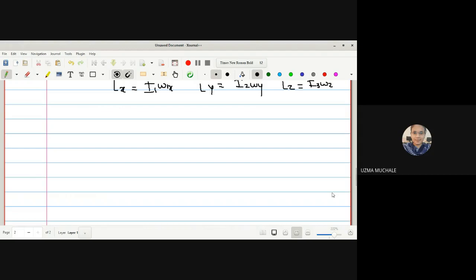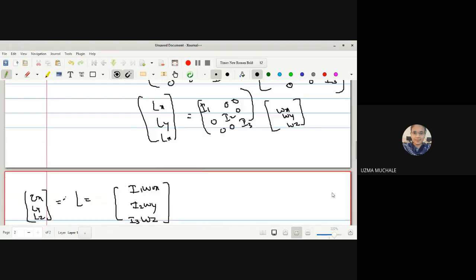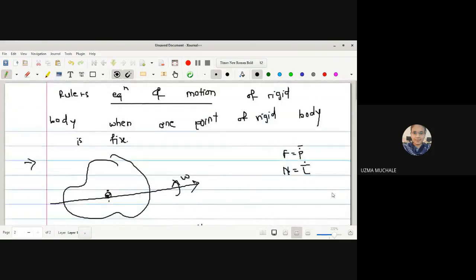So what we have done: initially we have to find the equation of motion, in the case where we have angular velocity. What is given to us? One rigid body is given, and we are told that one point of the rigid body is fixed. What do we mean by one point being fixed? That means translational motion is absent. There will be a rotational motion. It is rotating with an angular velocity omega.